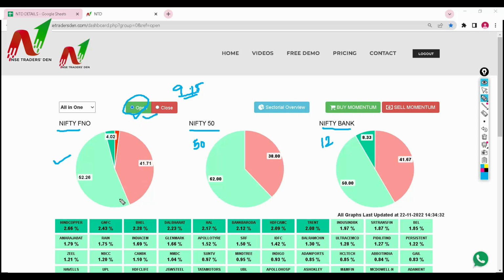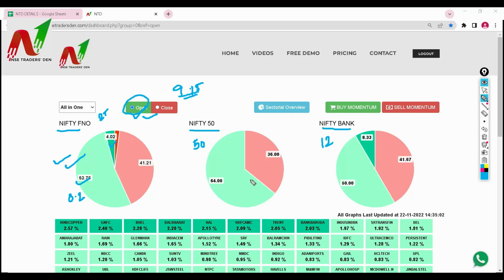So after 9:15, the pie chart for Nifty FNO shows me that 54% or 55% of Nifty FNO stocks, all the FNO listed companies, are trading in positive. Out of that, 52% are trading from 0 to 2%, and 4% of the stocks are trading 2+%.